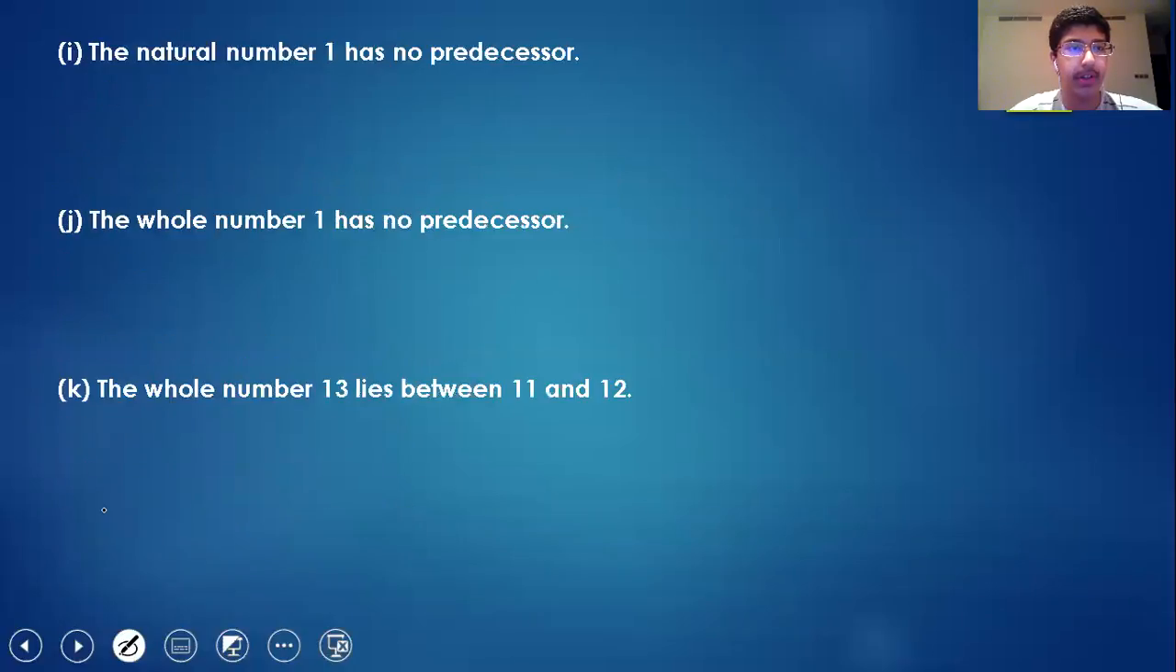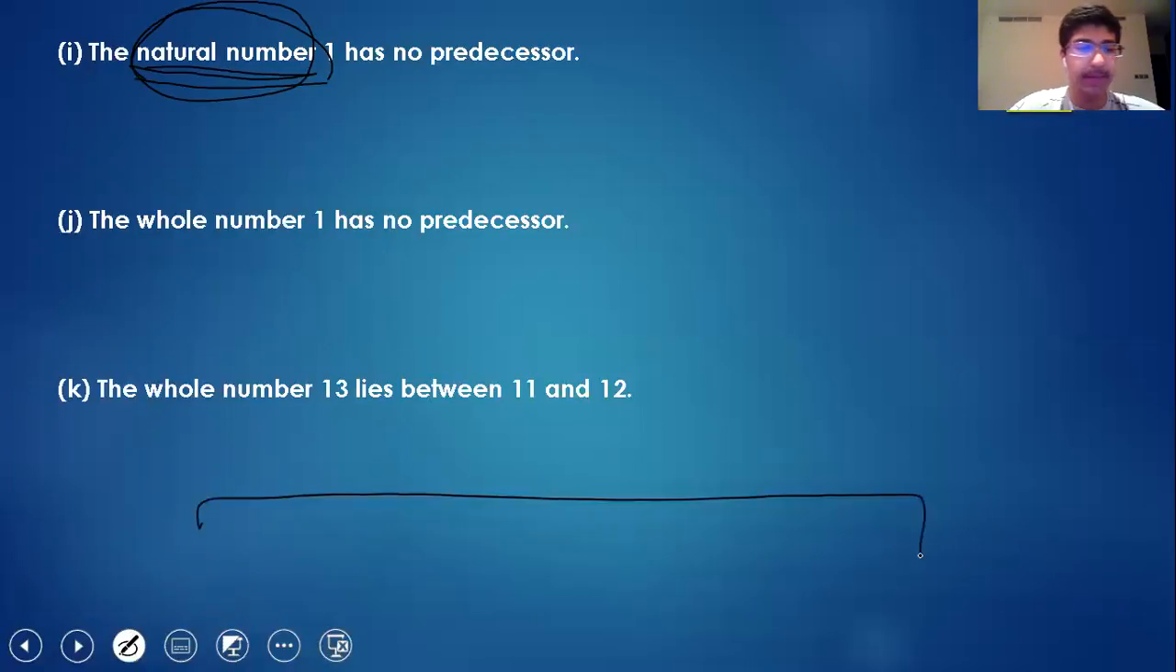All right. Next question. The natural number 1 has no predecessor. Now, let's pay more importance to this. It says natural number. Please do not mistake this. Please always highlight this with a pencil or something like that. It says the natural number 1. So if you draw a number line, natural numbers are from what to what? From 1 to infinity. Correct?